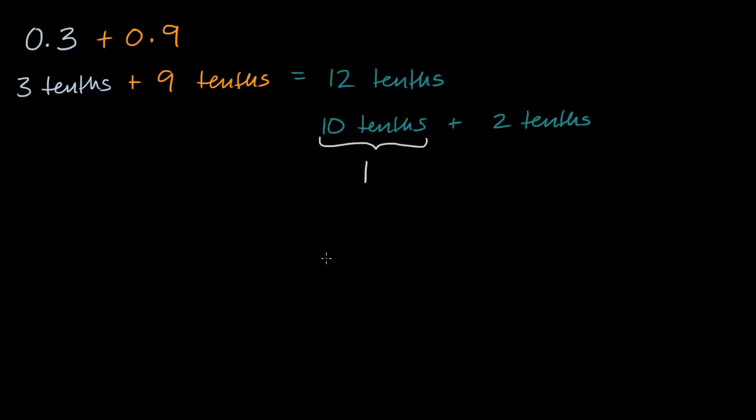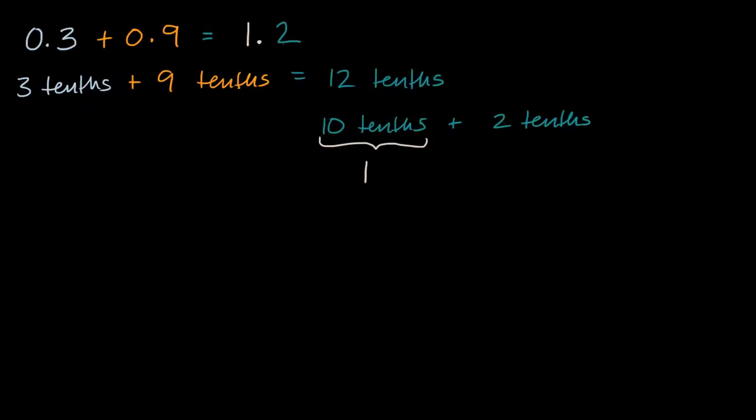So how do we write 1 and 2/10? Well, in the ones place, we just write a 1. And then in the tenths place, we write our 2/10. So you could say it's equal to 1.2, or you could say it's equal to 1 and 2/10, which is the same thing as 12/10.